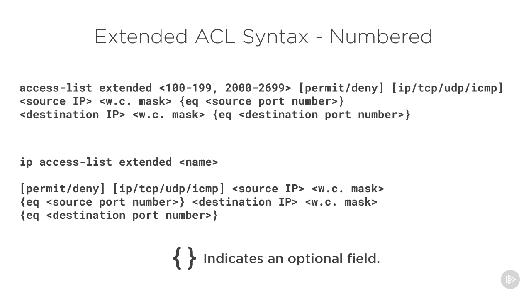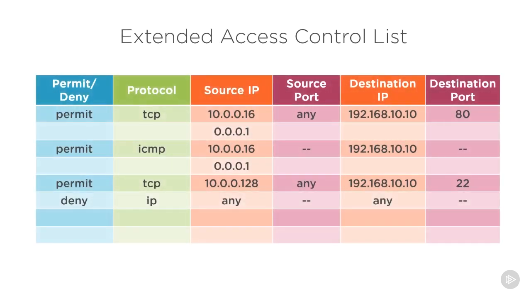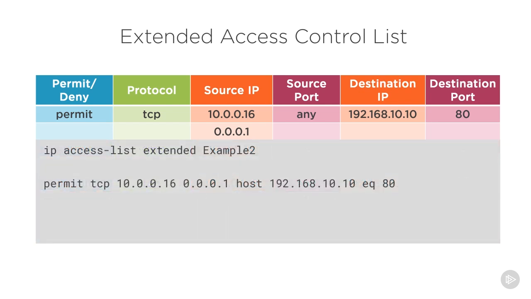Well, now what we're going to do is take these commands plus the table that we made, and map the commands based on our table. So we'll start off here and say ip access-list extended, and I'm going to say example 2. So I'm going to make a named access control list. My first line, all I have to do is translate it here. Permit TCP 10.0.0.16 with wildcard mask 0.0.0.1 to the host address of 192.168.10.10 with a port number of 80.